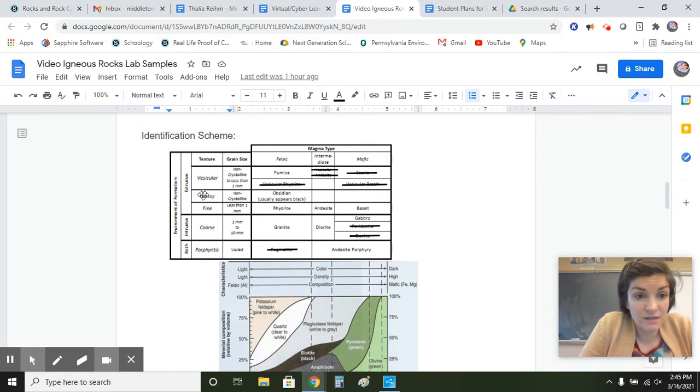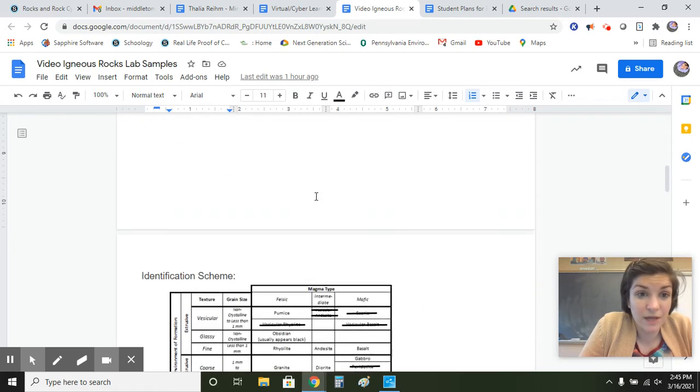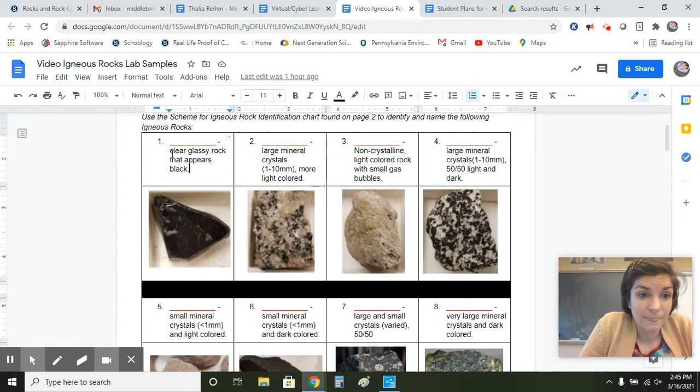You're going to stay in this column. It is non-crystalline, which just means that you can't see any crystals. That's how quickly it cools. And the only real option for this is obsidian. It even says it usually appears black, and it appears black. So that would be the answer you put in there. You're going to go through and write in or use that chart for even more of these.